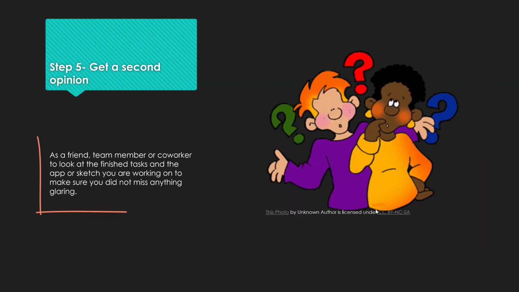The last step of this process is to get a second opinion. Before you turn these into scenarios, it's a good idea to have a friend, a team member, a coworker look at the finished tasks and the app or the sketch that you are trying to test and figure out if you've missed anything important or if you created tasks that might not be possible at this stage. Okay? So you'll need a buddy.